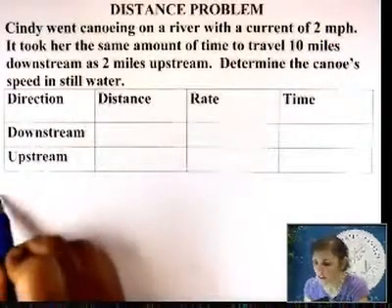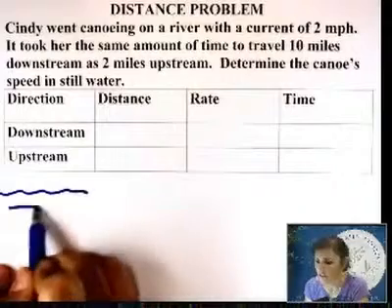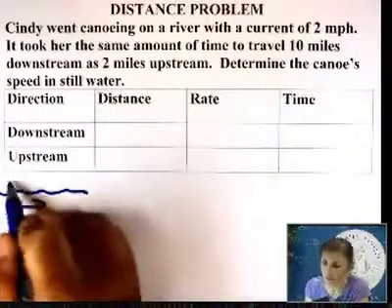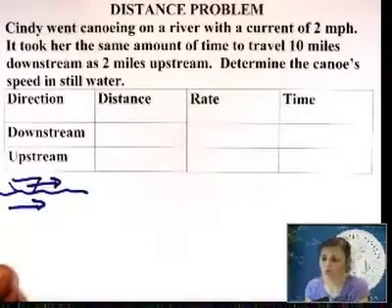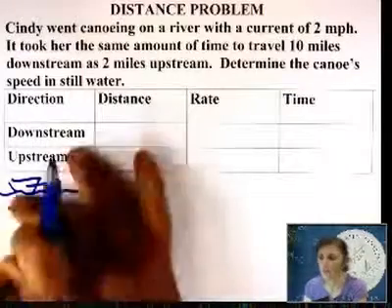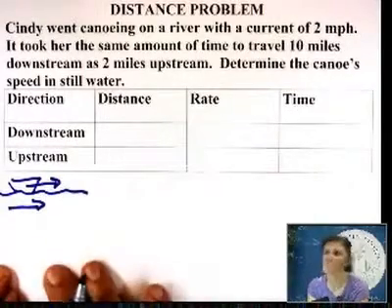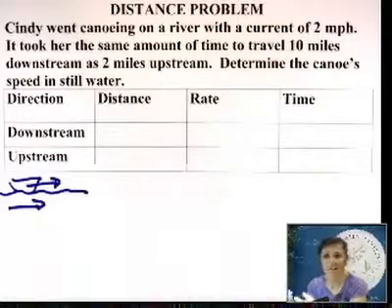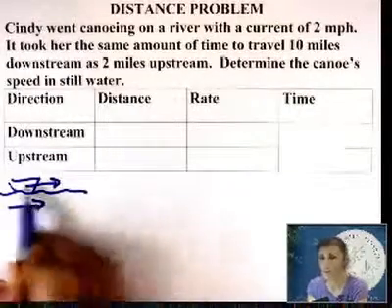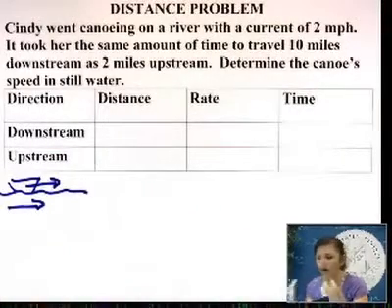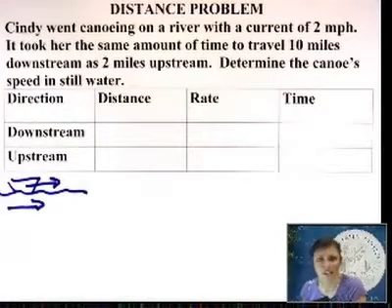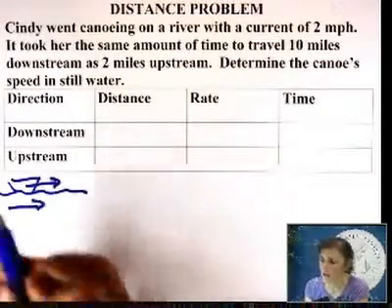Downstream means, here's your water. It has a current in it, and you're in a boat, and you're going with the current, together. So what somebody stationary sees is a faster person, because the current carries you and you carry yourself, then your rate is going to be additive.